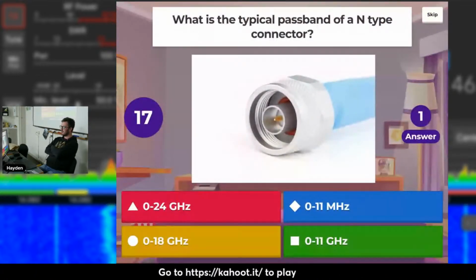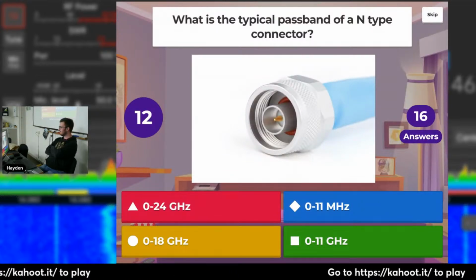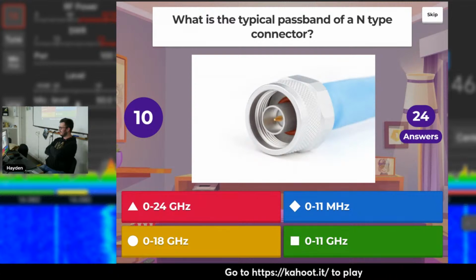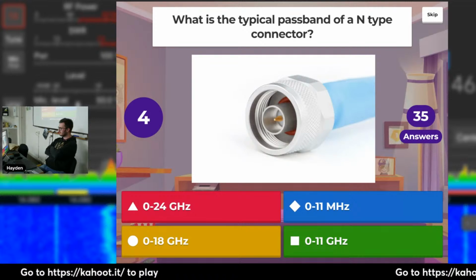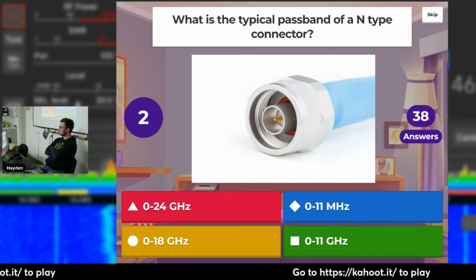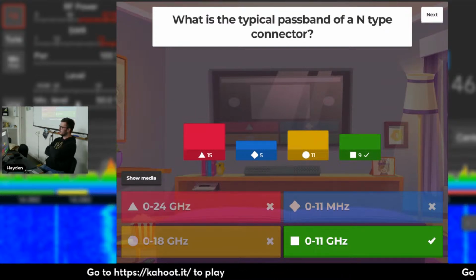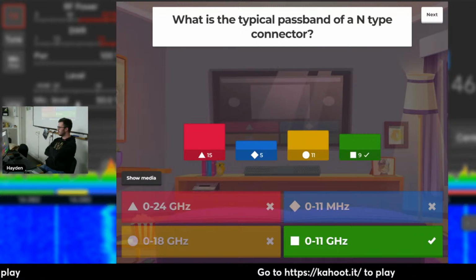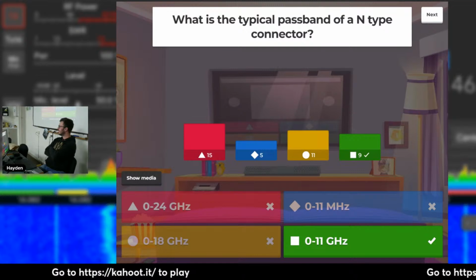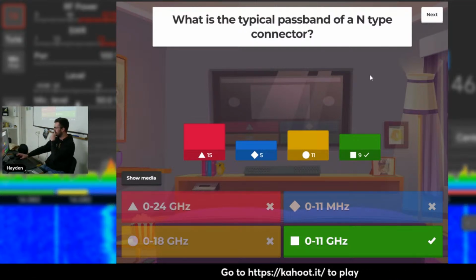Is it 0 to 24 gigs, 0 to 11 megs, 0 to 18 gigs, or 0 to 11 gigs? Is it the N-type connector that's on the screen? Typical passband. Typical passband is 0 to 11 gigs, but some N connectors will go up to 18 with their passband. Yes. The typical passband generally is 0 to 11 gigs.